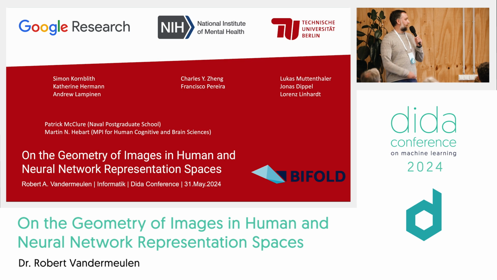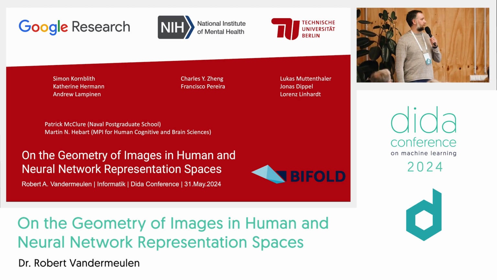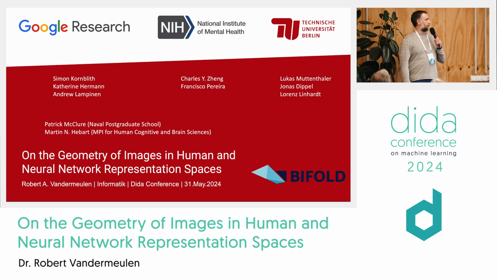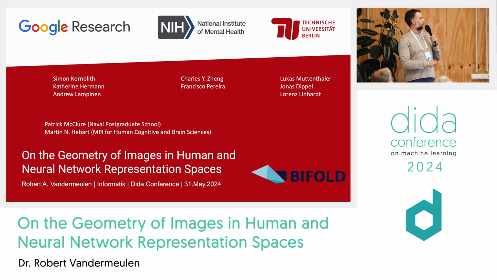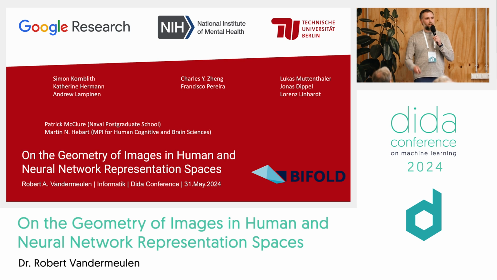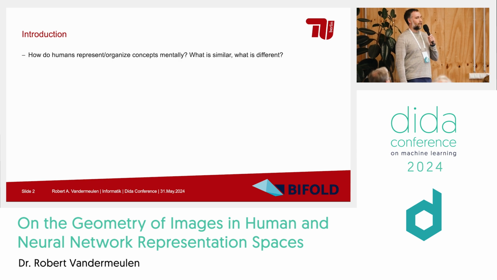I'm Robert Vandermeulen, and this is on the geometry of human and neural network representation spaces. This is a nice little line of work done by a lot of people on various papers. We have Google, National Institute of Mental Health in the US, TU Berlin, and some other folks. Really, the main character here is Lucas Mutenthaler, who is the first author on a line of papers on which this is based.